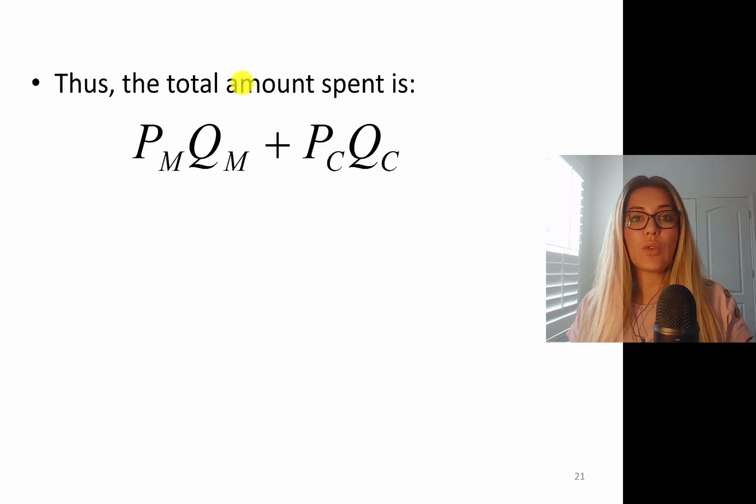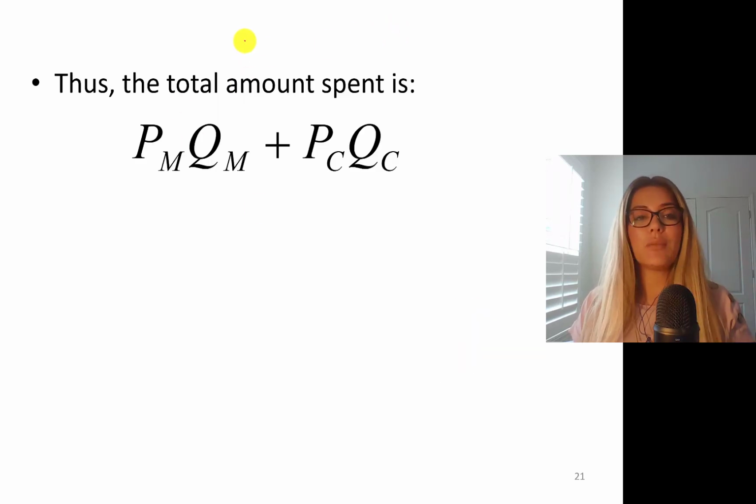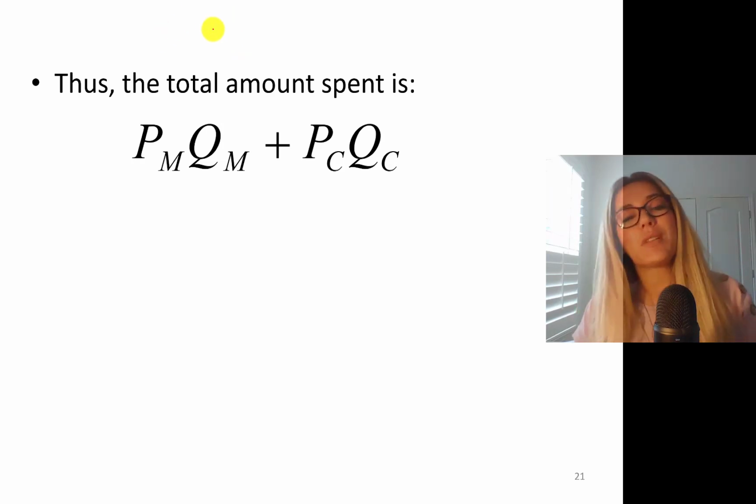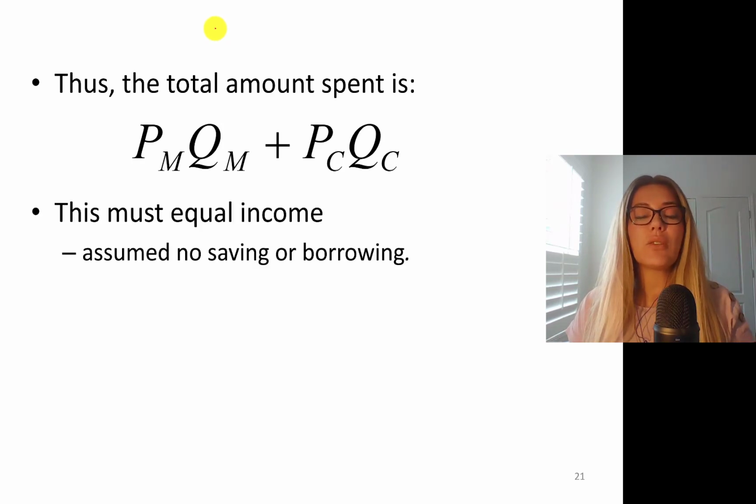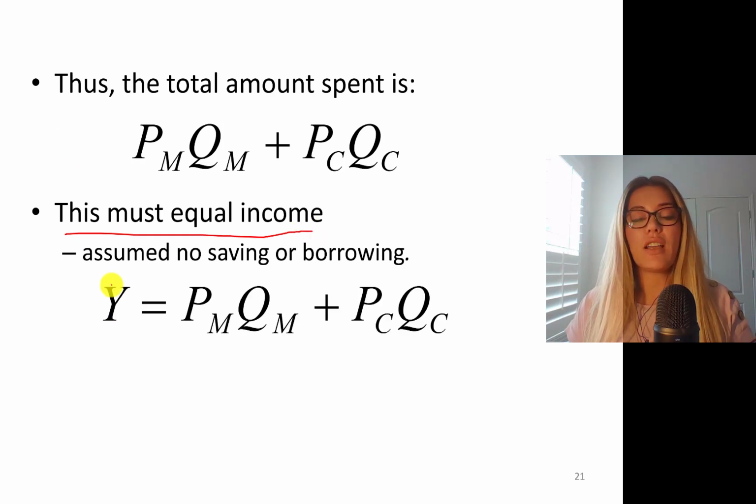All right, so the total amount spent is going to be PMQM plus PCQC, the total money spent on movies and cakes. And it needs to be equal to your income because we assume there's no borrowing, no saving. Okay, so Y is equal to PMQM plus PCQC. We assume we're consuming only cakes and movies.